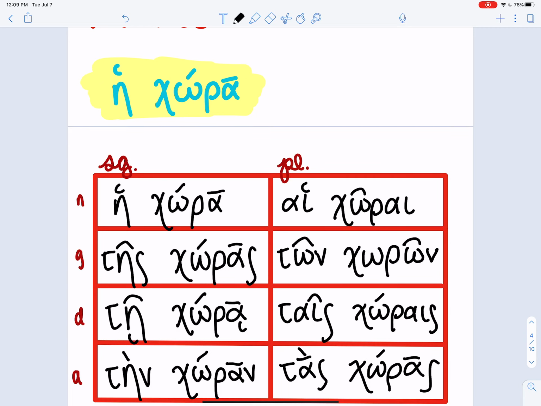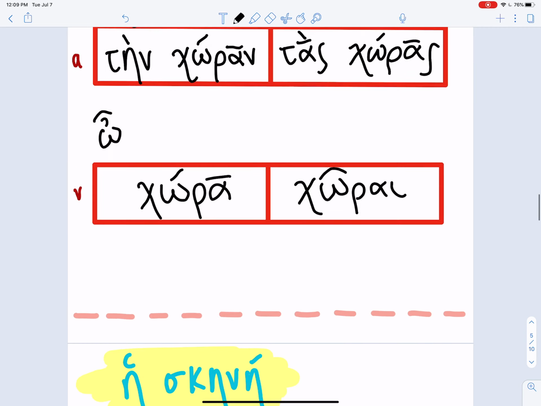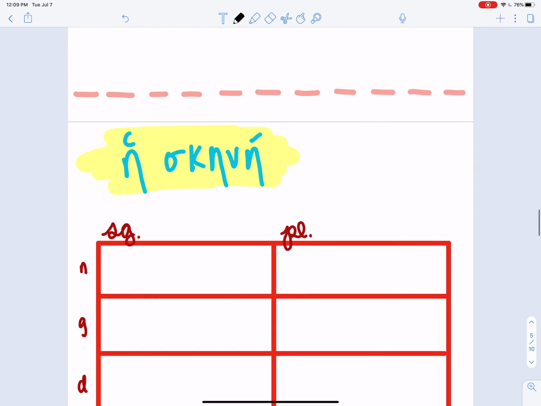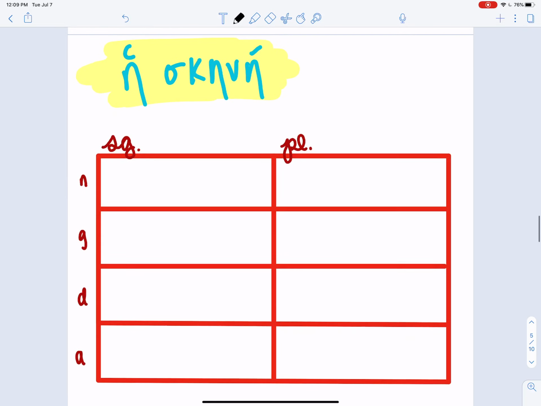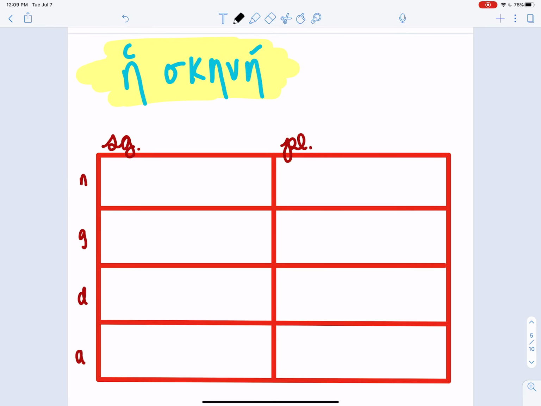And now let's move to our second example, which is he skene. Okay, just going to go through the same process. Nominative singular, we have he for our definite article, and then skene for our noun. Then tes as our genitive singular definite article with the circumflex over the eta, skenes.